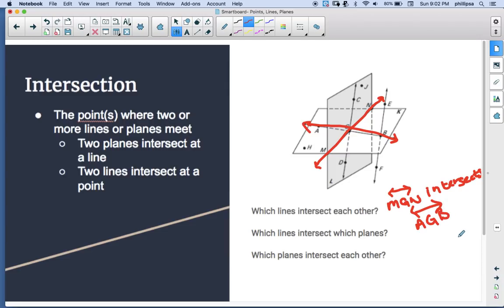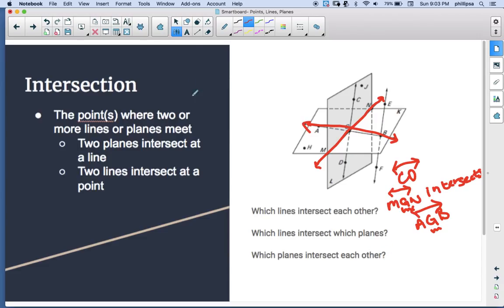The point at which they intersect is the point that they have in common, so clearly they both have the G in common, so they intersect both at G. There is another line here that is intersecting those two lines, which would be line CD or CGD. So CD also intersects MN, intersects AB. So all of these lines, they all intersected at a single point. So it's important to know that two lines, or two or more lines, would intersect at a point.